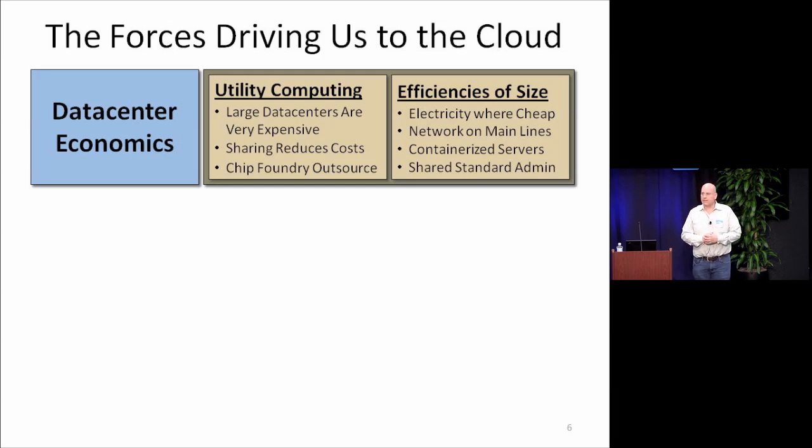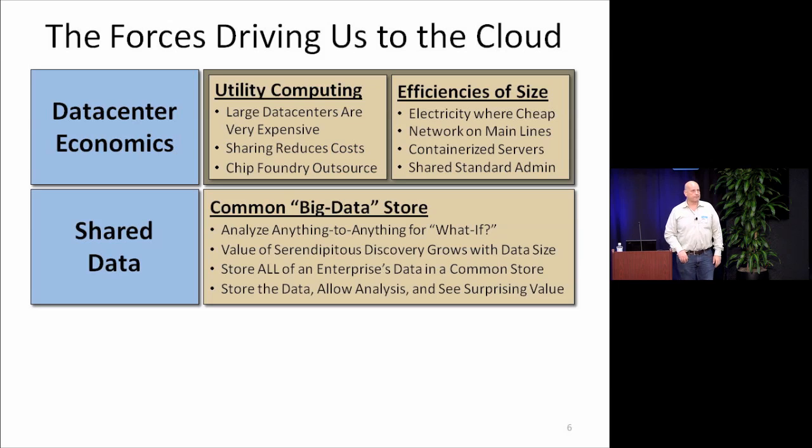So there are efficiencies of size in the data center. Electricity, you put it where it's cheap. Networks, you put them on main lines. Containerized servers are very, very much cheaper than racked servers. Shared standard administration of the bottom end of the administration stack. There's the top end that's separate, but shared standard administration. So data center economics is a big force.